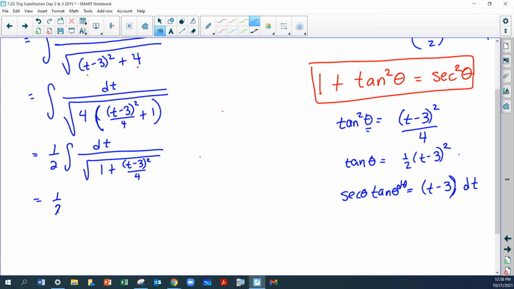We get a 1/2 dt. Oh, damn. That doesn't quite work, does it? So I don't have a t minus 3 up on top. Son of a gun. Secant, this is just getting messier.